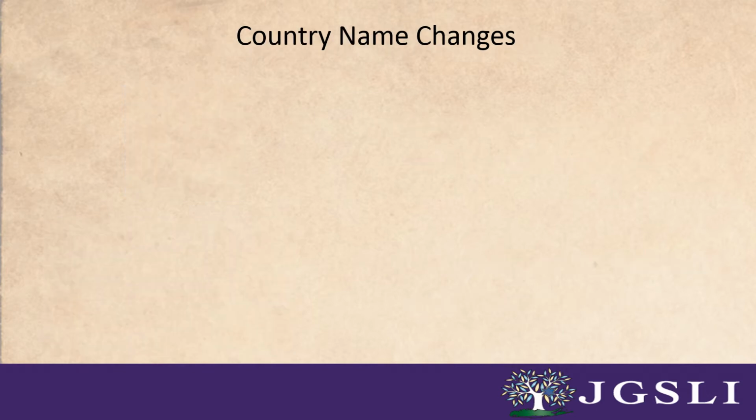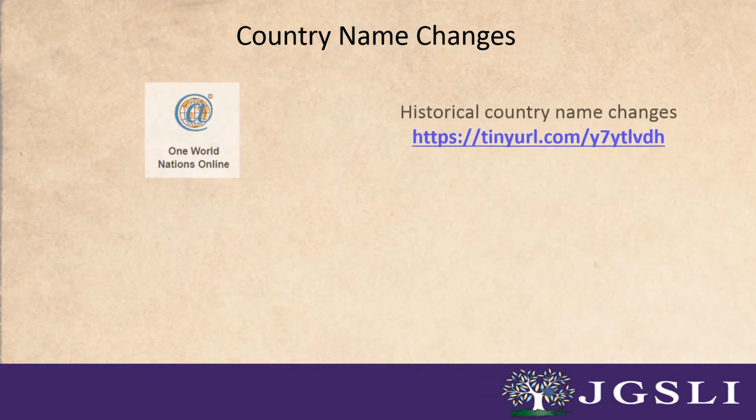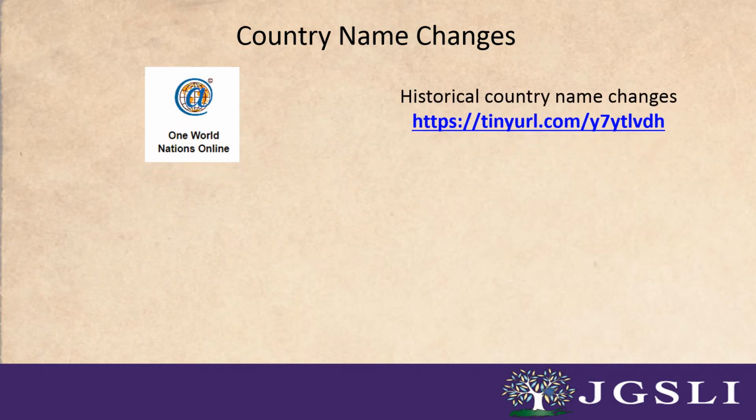Speaking specifically about countries, One World Nations online site is a very useful resource when trying to convert old country names to their current names. For example, the Danish Antilles is now the U.S. Virgin Islands, or Abyssinia is now Ethiopia.